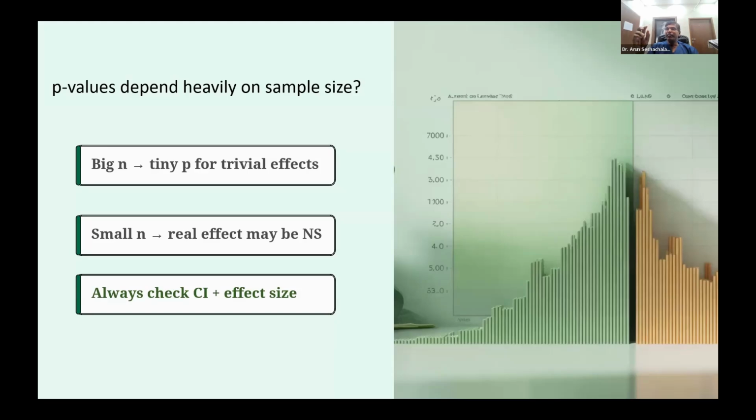So definitely the p-value depends on the sample size. The larger the sample size, even a small difference can be proved to be significant. But what we need to know is whether it is clinically significant, whether a drop of 1 millimeter of mercury is significant for you in your clinical practice.